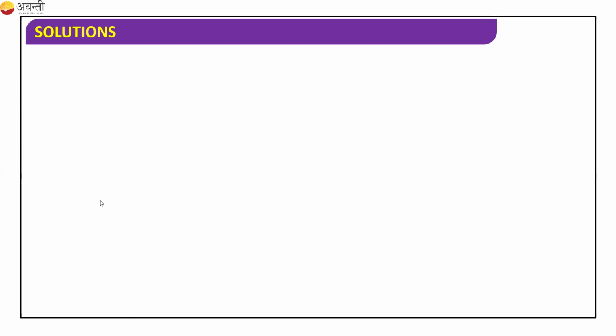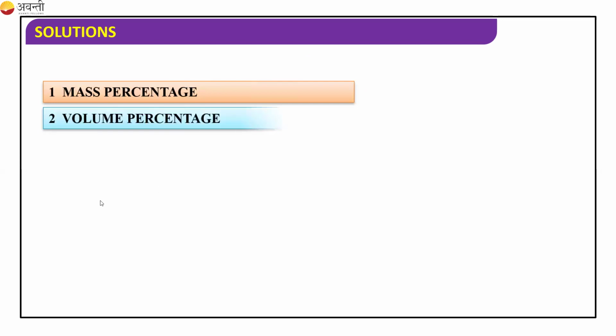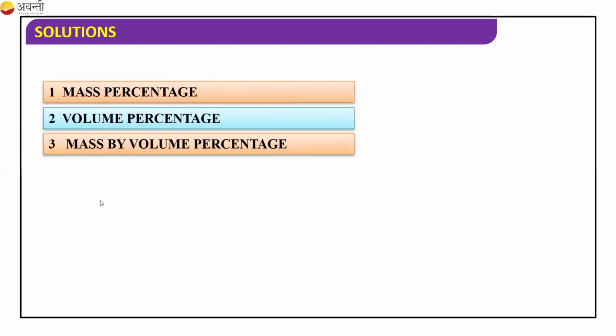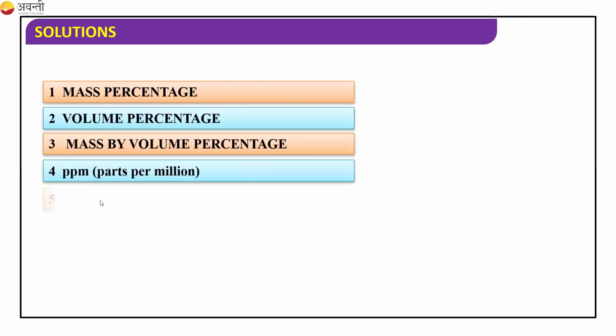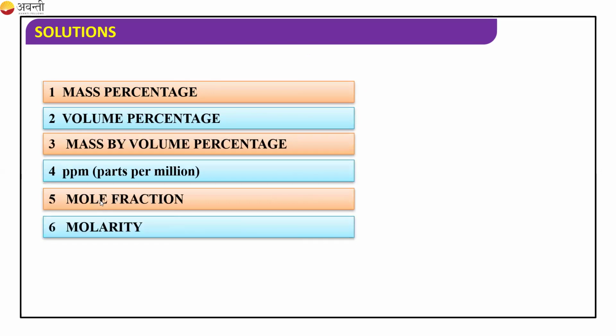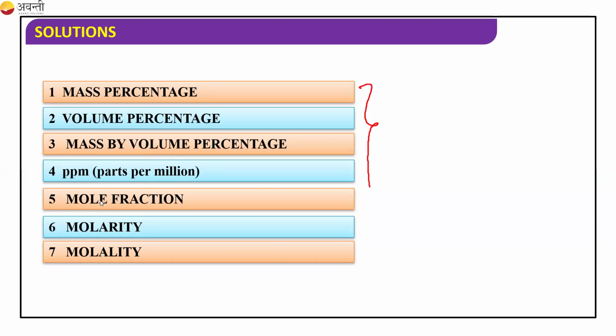As we studied yesterday, there are 7 concentration terms: mass percentage, volume percentage, mass by volume, ppm, mole fraction, molarity and molality. Out of the 7, we covered 5 yesterday. Today we are going to see molarity and molality. After completing this, we can move on with the next topic.